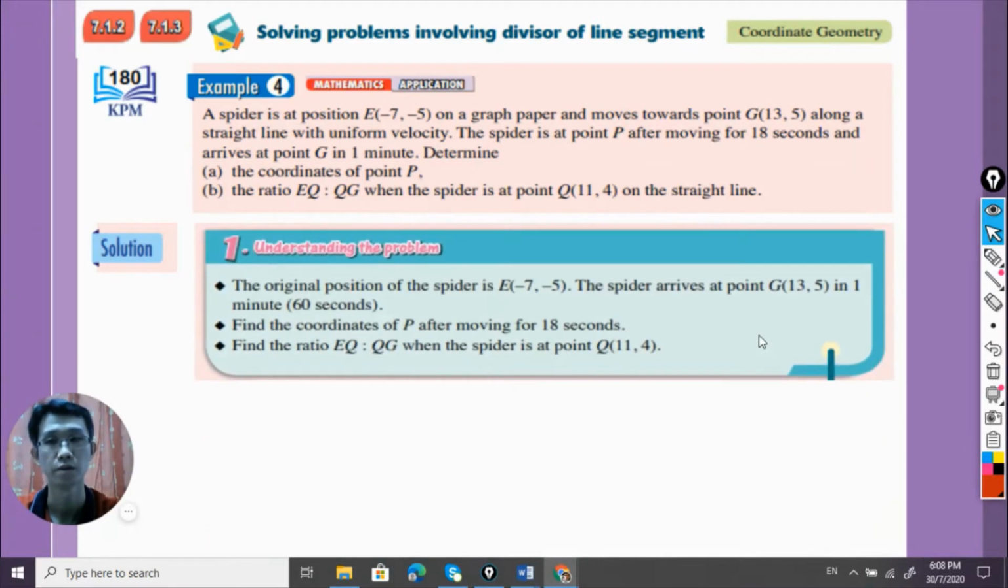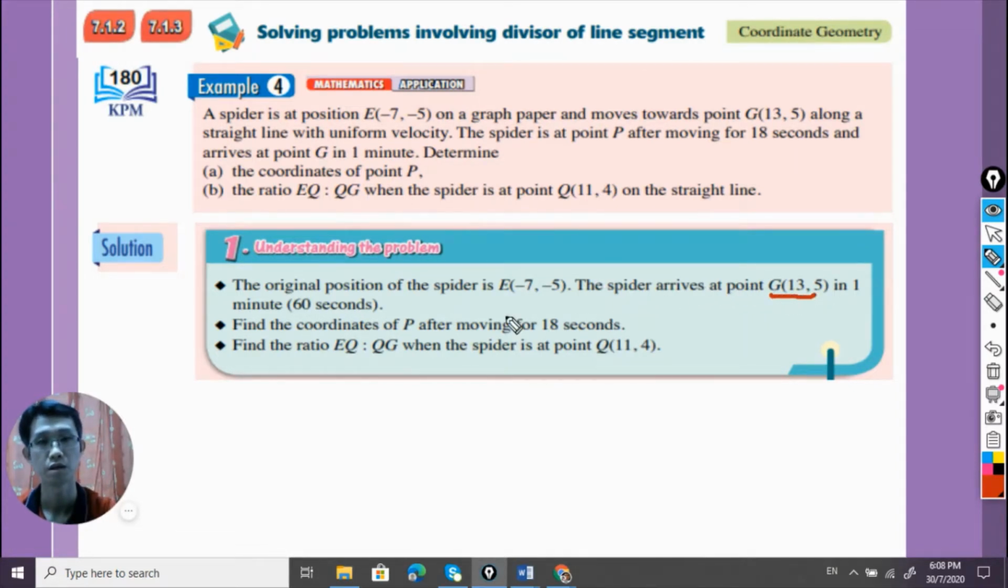So first of all, you have to understand the problem given. In the question, the original position of the spider is at E. When the spider arrives at point G, it will be 1 minute after that, which is 60 seconds. Then you are asked to find the coordinates of point P, which is the position of the spider after it moved for 18 seconds. Then you have to find the ratio of EQ to QG when the spider is at the point Q(11, 4). So basically, these are the three things that you need to know about the problem given.